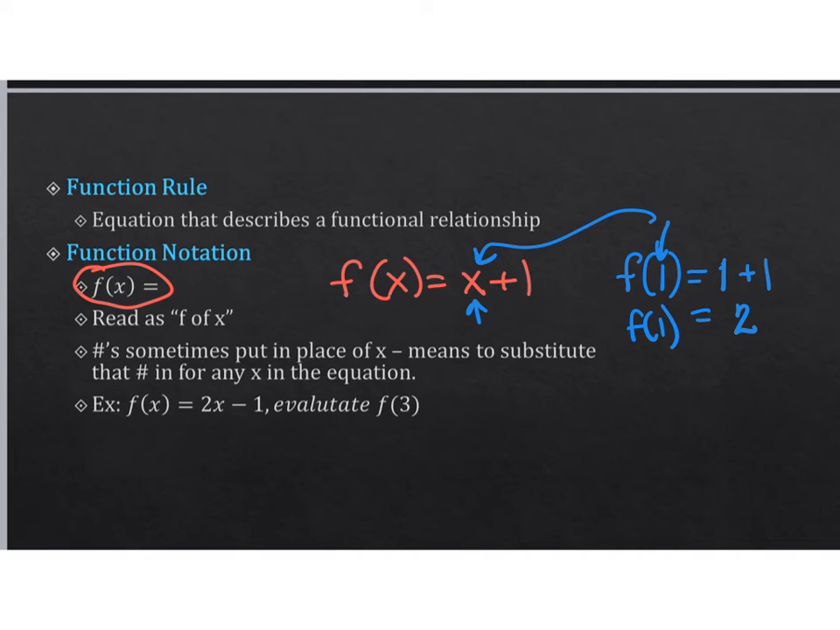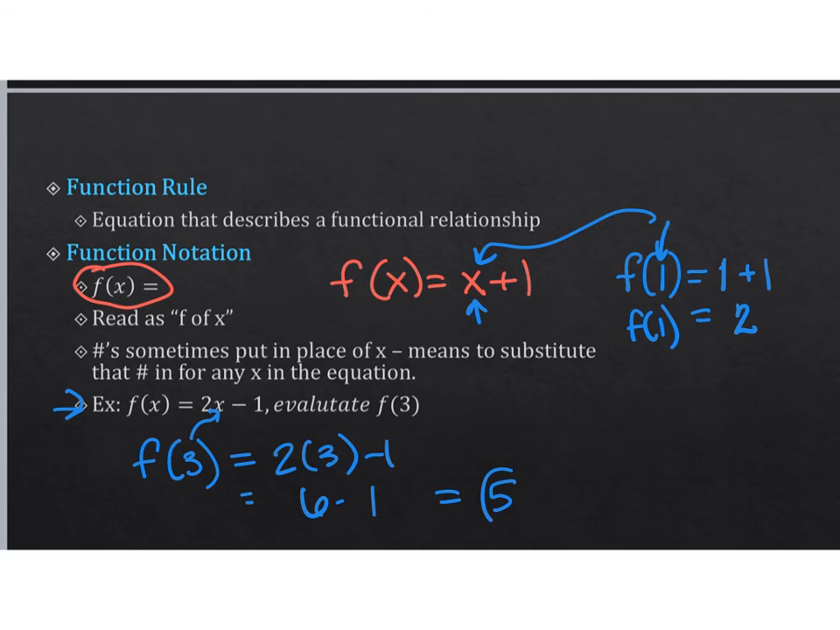So if I look at this example over here, it says evaluate f of x equals 2x minus 1 when x is 3, so f of 3. This tells me I'm going to plug in a 3 for this x. So I have 2 times 3 minus 1, which gives me 6 minus 1, or 5. So this is just a nice quick way to tell us how to evaluate a function at a very specific point.